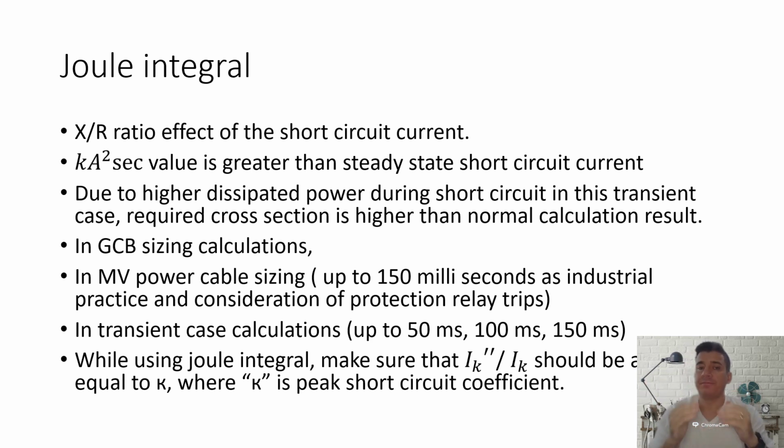So if it is too high, 2 times more than the steady state short circuit current, of course you need a much higher cross section in this Joule integral part, in this 100 to 200 millisecond range. I will show you in the Excel tool how we use this Joule integral.